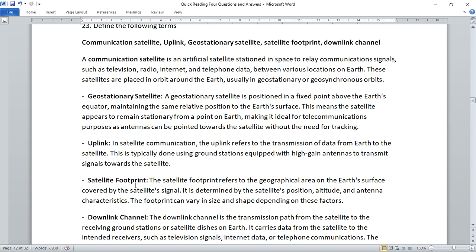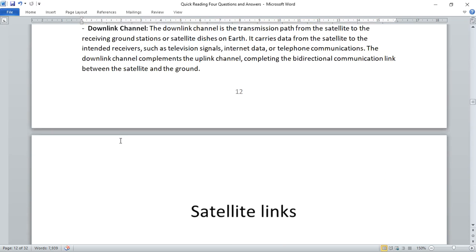Then we have the satellite footprint. The satellite footprint refers to the geographical area on Earth's surface covered by the satellite signal. So the area covered by a satellite signal is the satellite footprint. I have explained what a downlink is.